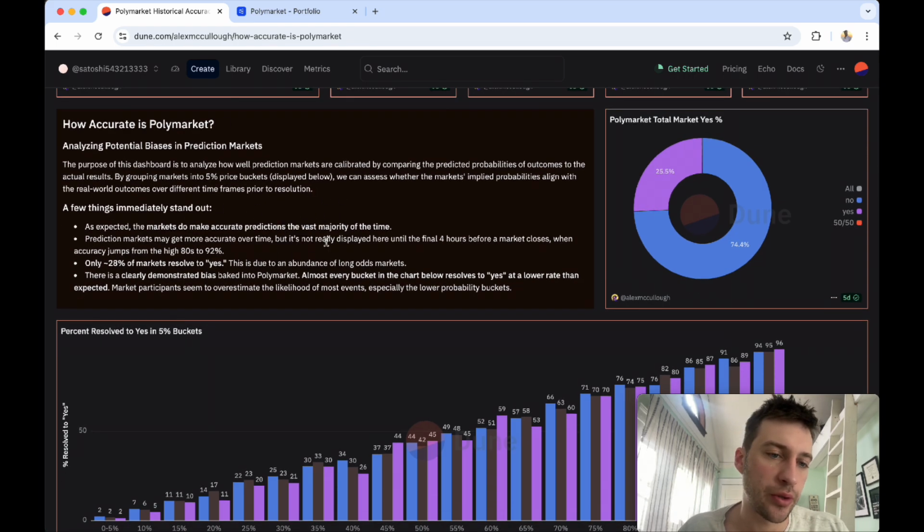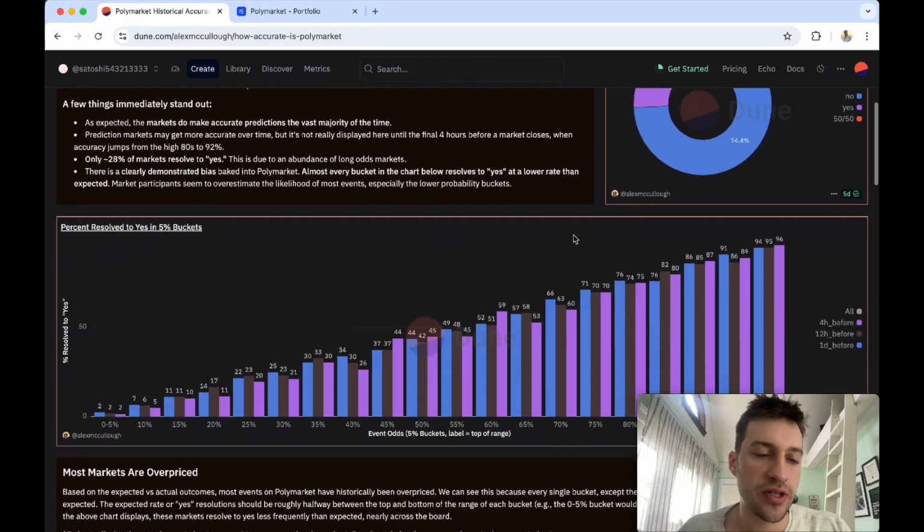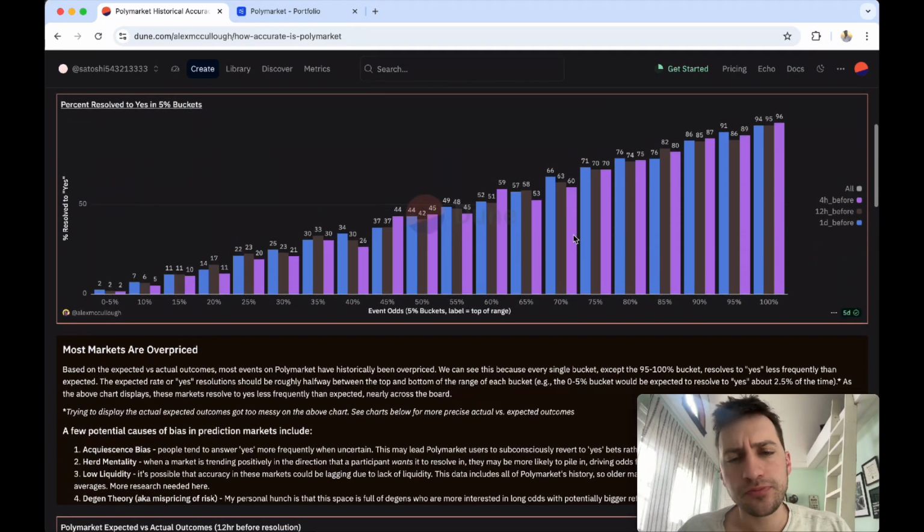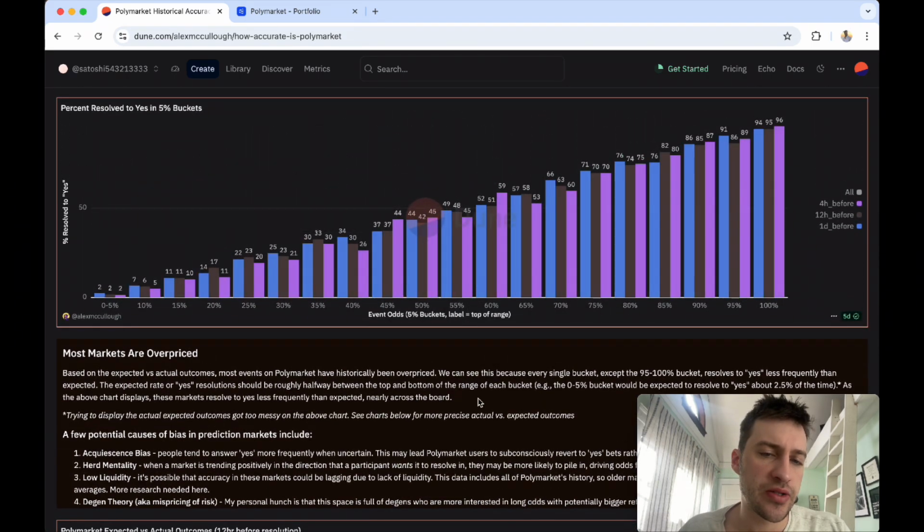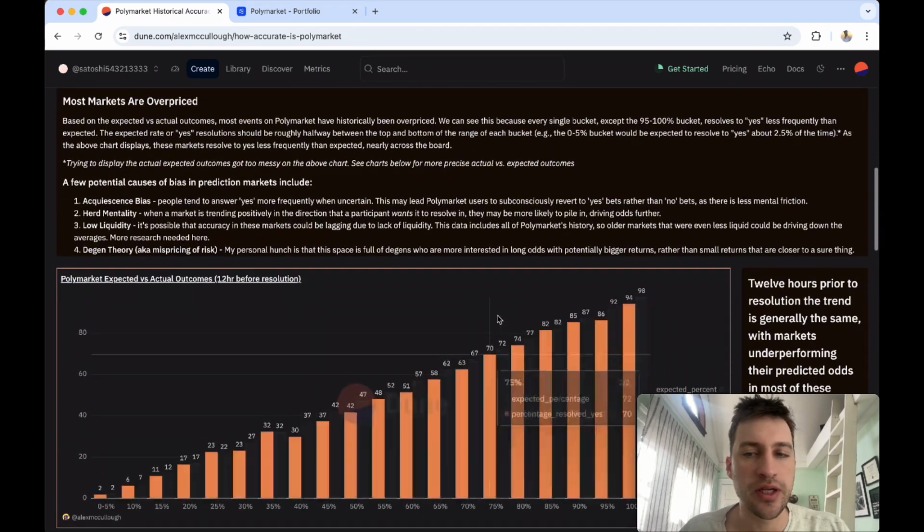And he puts it really, really well here. He said only 28% of markets resolve to yes. Now that number is 25.5. Now for the most interesting parts. So I found this to be pretty cool. Right down here, you can look at this, but this is the part that I found most interesting.